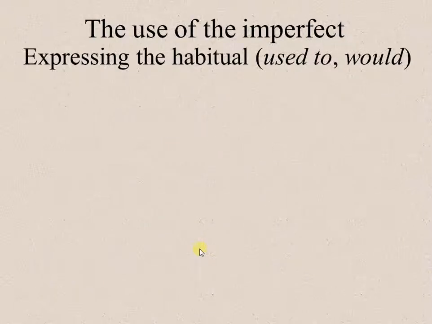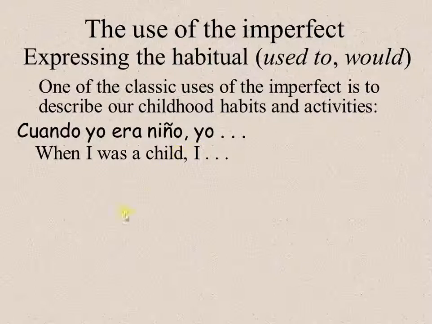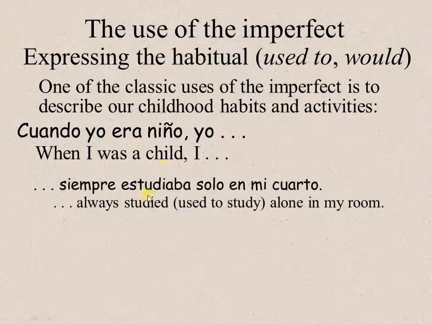Here we go. Well, in English, when you express something that was a habit in the past, you generally use I used to do something or I did something in the past, okay? So, this is one of the classic uses of the imperfect to describe, for instance, our childhood habits and activities. Cuando era niño, when I was a child, yo siempre estudiaba solo en mi cuarto.